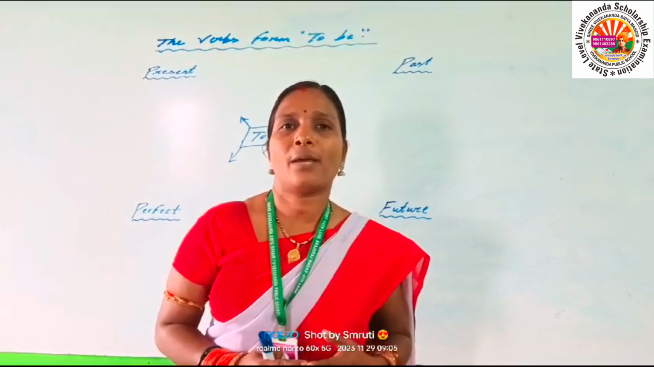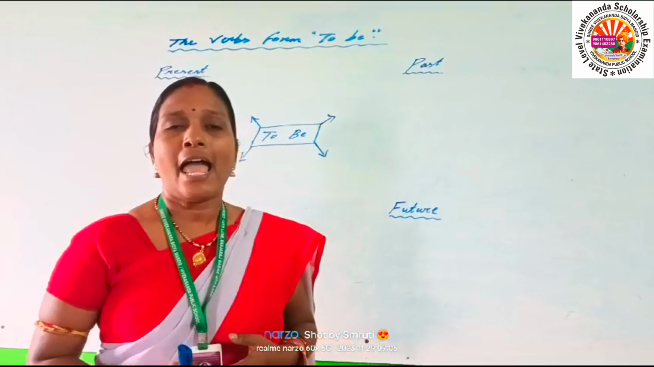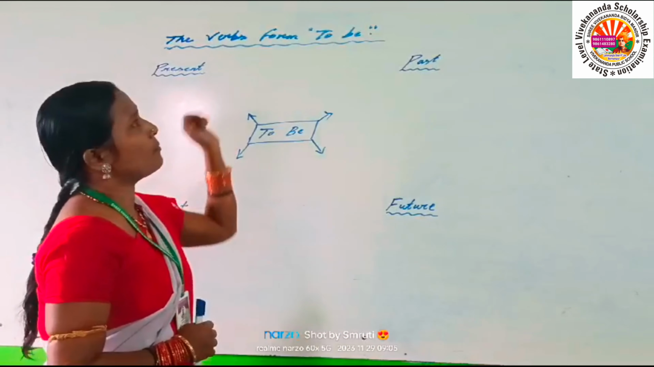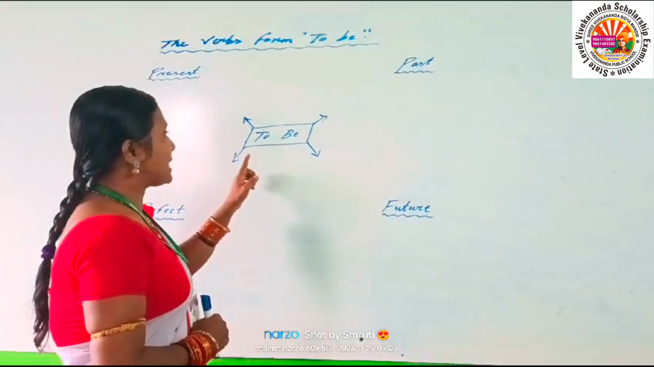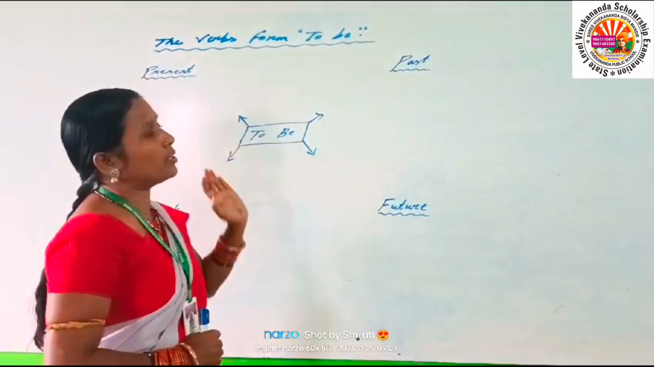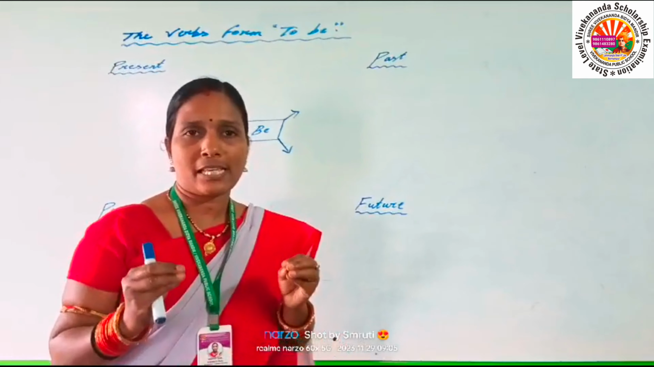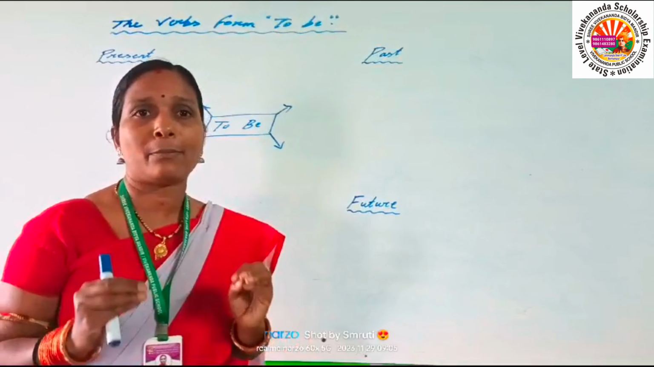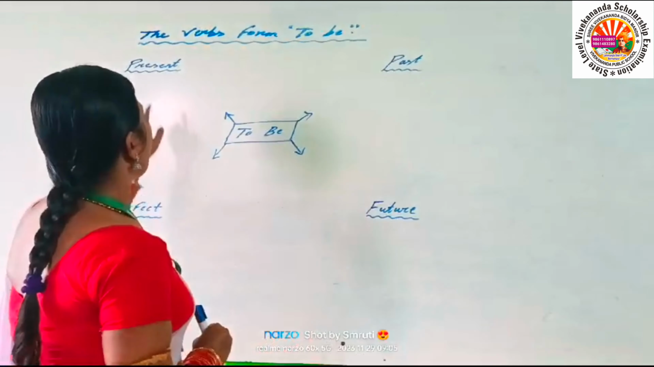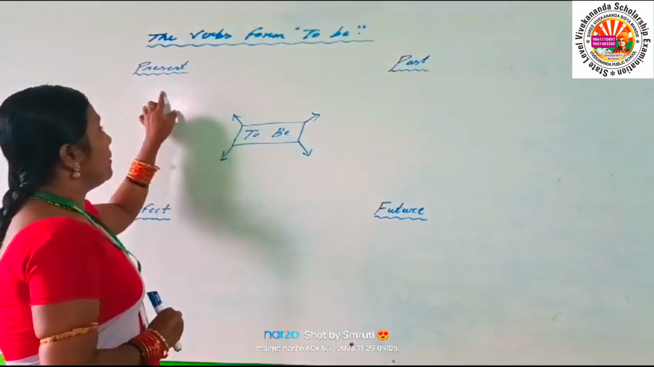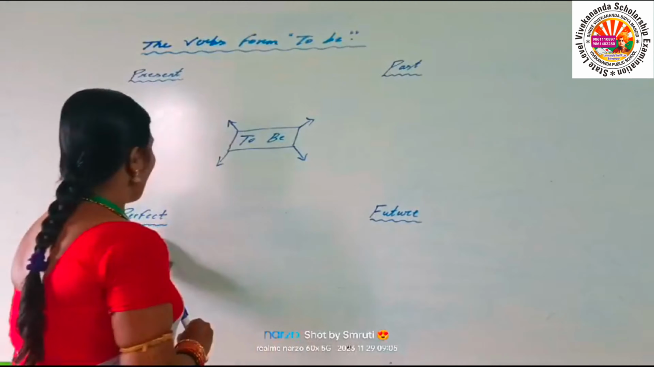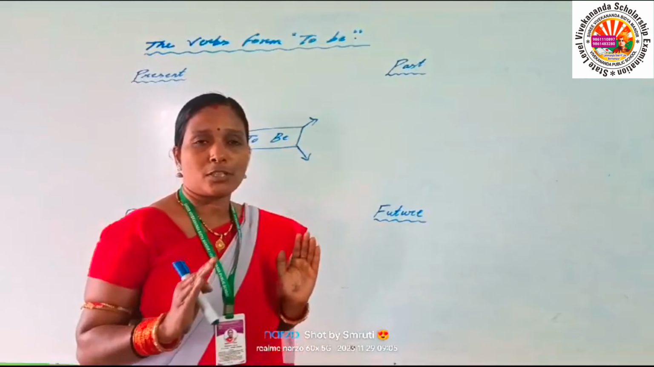Dear students, today I am going to teach about English grammar and today's topic is the verb "to be". The verb "to be" has present, past, perfect and future forms. So, what do you want to be?